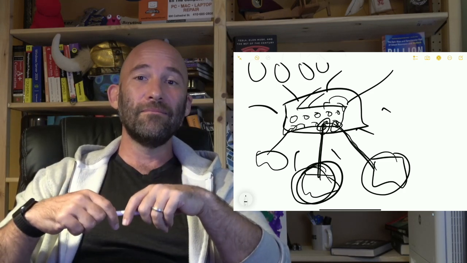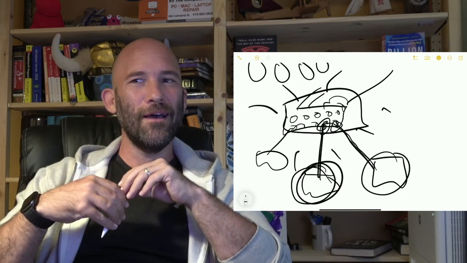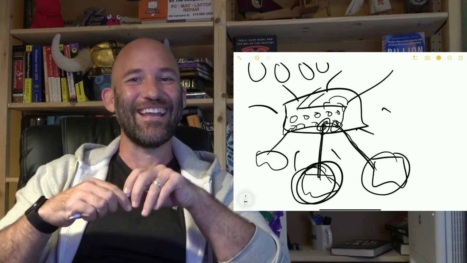And I looked at him. I looked at the diagram. I said, I don't see the trash can on the diagram. Where is the trash can on this diagram?